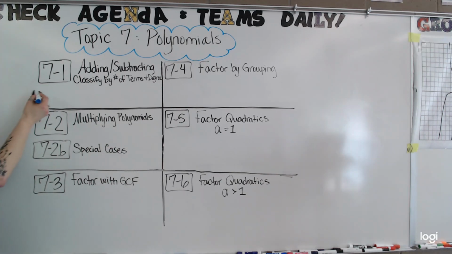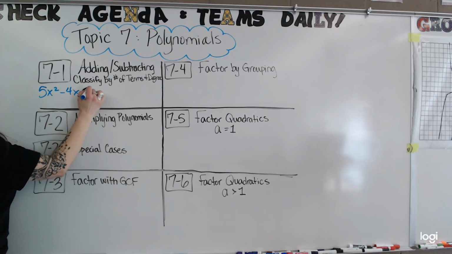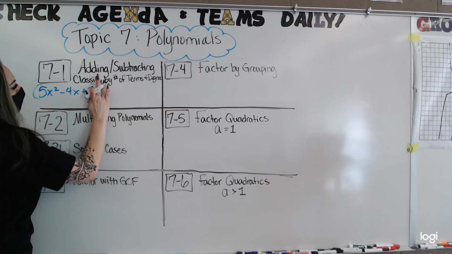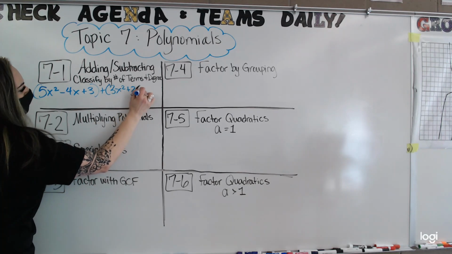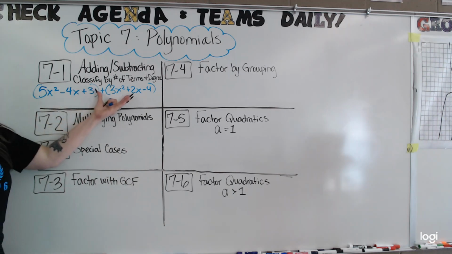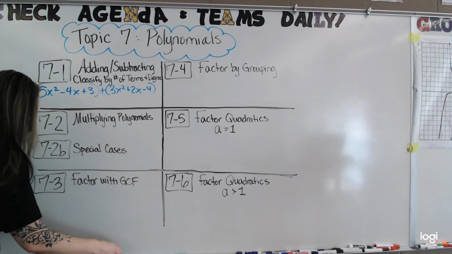Peyton, what do you got? 5x squared minus 4x plus 3, and then add 3x squared plus 2x minus 4. Oh, forgot the plus sign. That's a big difference. And so really we're just looking and combining like terms, and I don't have a lot of space, so I don't really want to write the answer. I'd rather look at a subtraction one because I think that one was more simple.